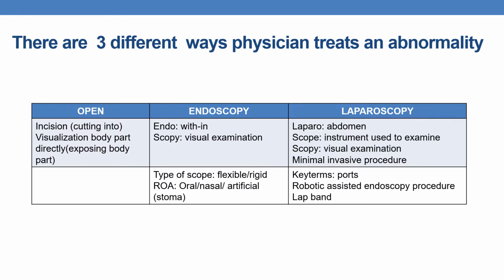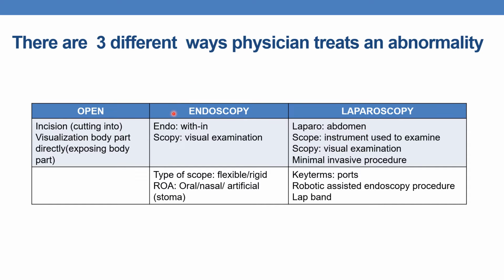Now, before coding any procedure, first you need to find out the way that particular abnormality is treated. There are three different ways a physician can treat an abnormality: through open incision, through endoscopy, or through laparoscopy. Open incision is where an incision is made to a particular organ for the visualization of the body part, exposing the body part. This is nothing but an open procedure. This is very invasive, and nowadays laparoscopic procedures are majorly performed.